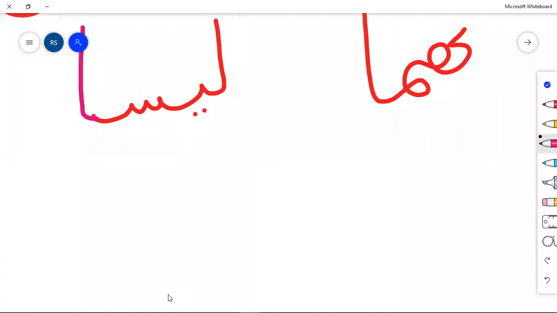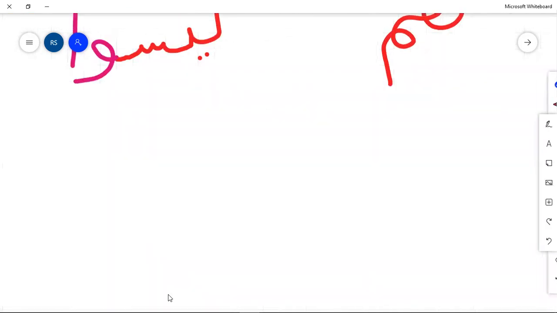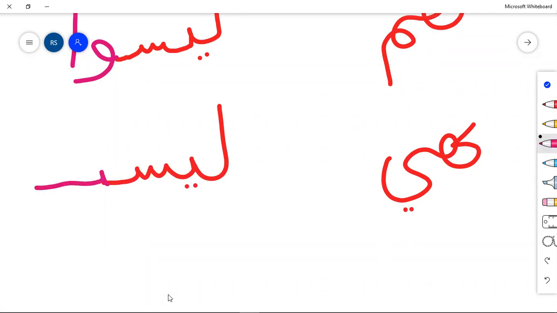Then hum. For hum, what do we say? Anyone? Laysu. For whom we say laysu. Okay. Then we have hiya: laysat. Okay. Then we have huma, two females. Same thing. What is it for huma?